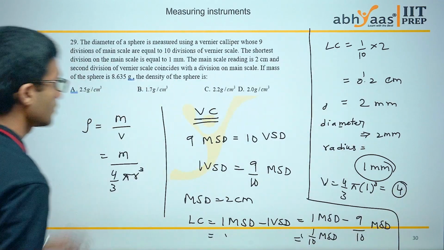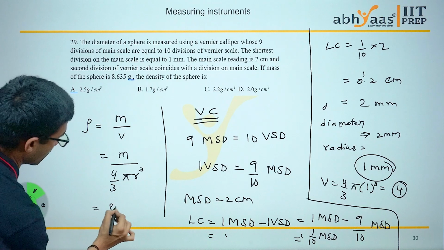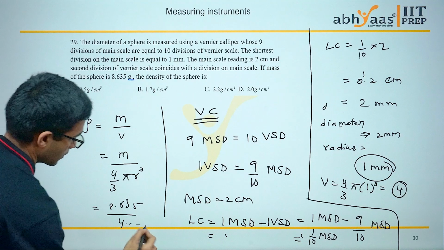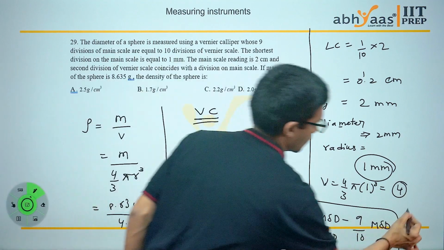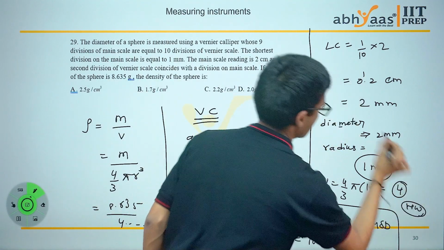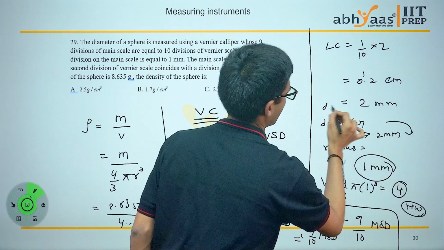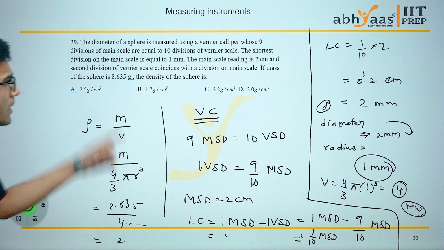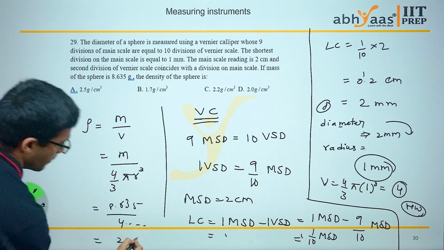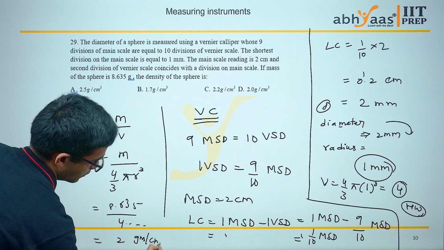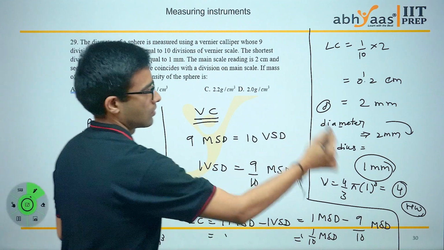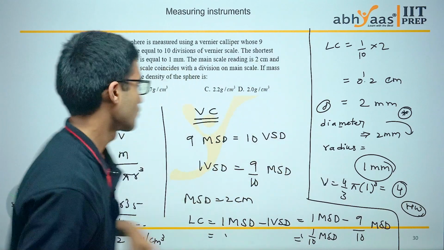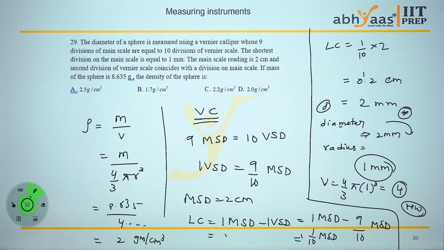So now coming to this one, mass is given: 8.635 divided by 4 point something you will get. You calculate this, take it as homework. So calculate these values, how this diameter came. After calculating the least count, you just check it. So it will be around 2. Density is around 2 gram per centimeter cube. So in between I am giving, so you can try to calculate here how this diameter came. So you just take it as homework. So this is about this question.